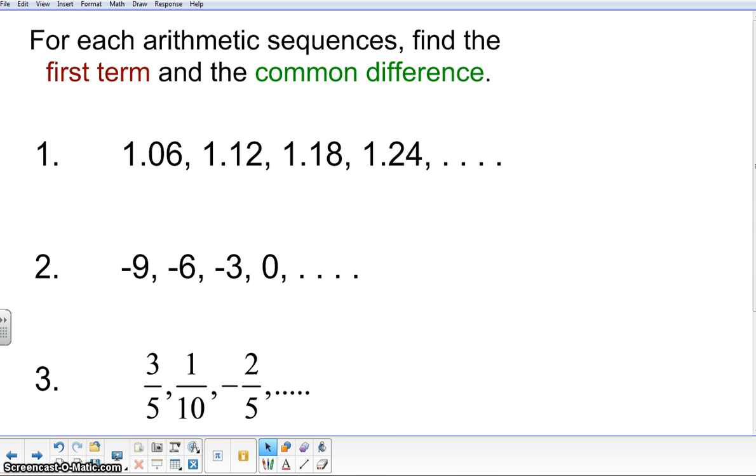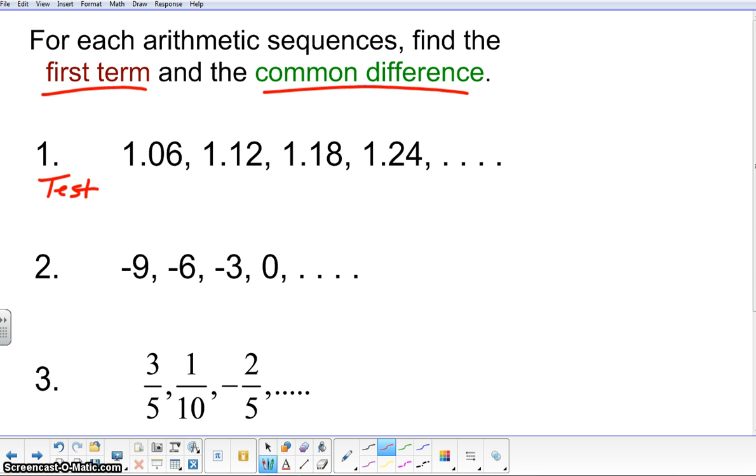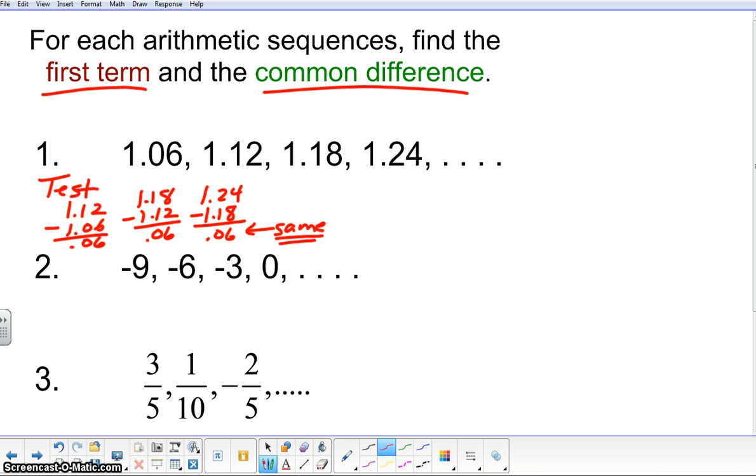So in the directions, it's asking you to find the first term, and it's also asking you to find the common difference. Okay, so let's first make sure that this is an arithmetic sequence and do the test. So the test is to take 1.12 and subtract the previous term. You end up getting 0.06. So now let's do another set, 0.18 minus 0.12. And this one may seem very obvious. Some of them aren't so obvious, so it's good to know what the test is. 0.24 minus 0.18, 0.06. Okay, so since they are all the same, I know for sure that this is arithmetic.